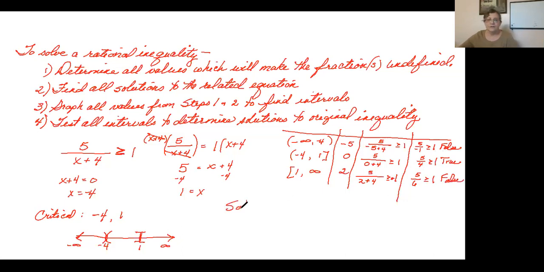So my solution, it was true in the middle, so my solution is from parenthesis negative 4 to 1 bracket. And of course, if they want it to be graphed, it would be from negative 4 with a parenthesis to 1 with a bracket, and color it in between.